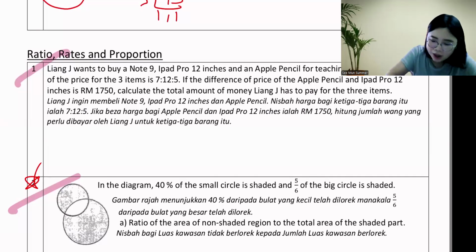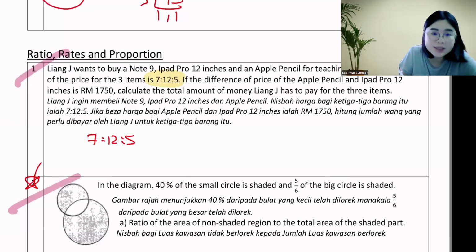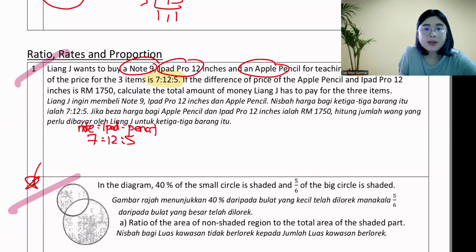As long as when you see this kind of ratio, straight away write it down. Even before I start reading the question, I already write it down. So I know what is 7, what is 12, what is 5. So what is 7? Note 9, can you see? iPad Pro and then Apple. So I just write Note 12 is iPad and then this is pencil. See, that's why this is the first thing you need to do when you see ratio.